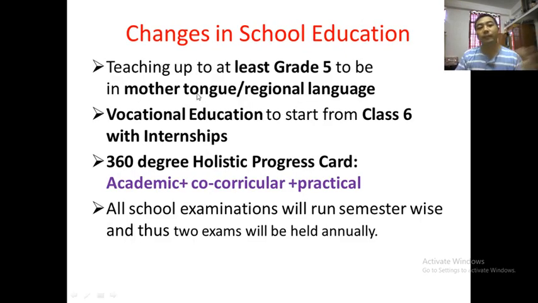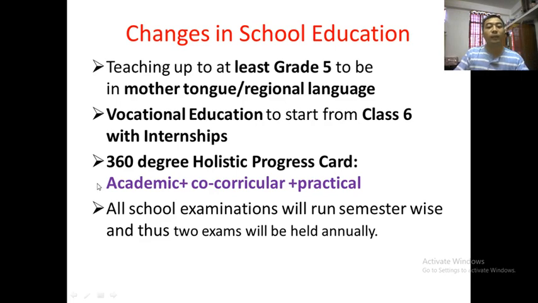The major changes we see in school education: up to class 5, the mother tongue and regional language is introduced. The teaching up to at least grade 5 is to be in the mother tongue or regional language. Vocational education is to start from class 6 with intensive training.